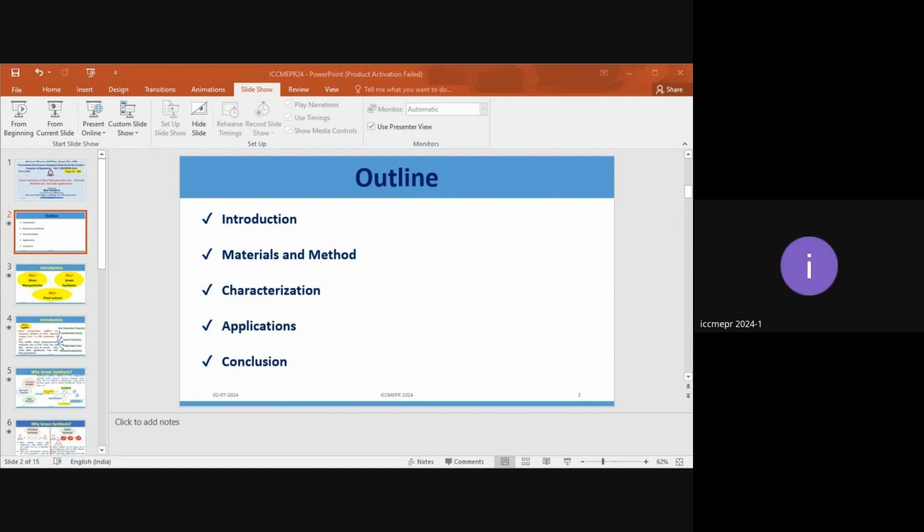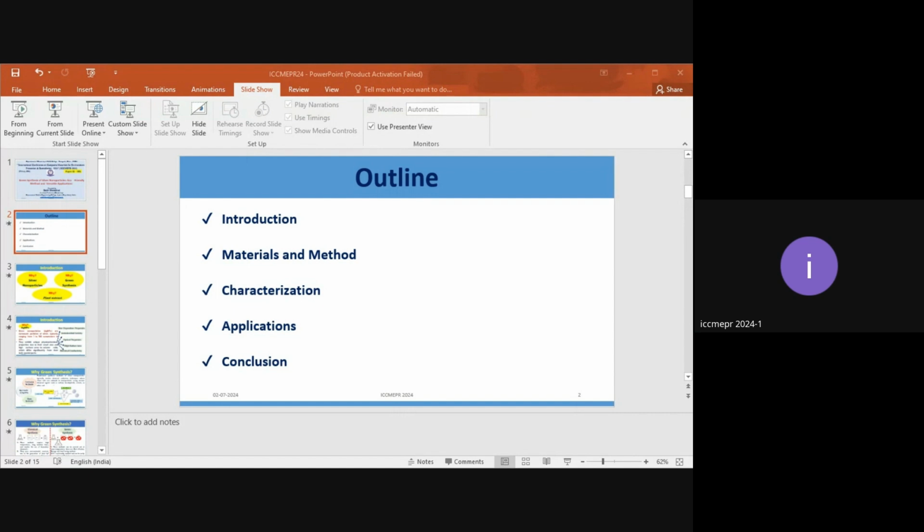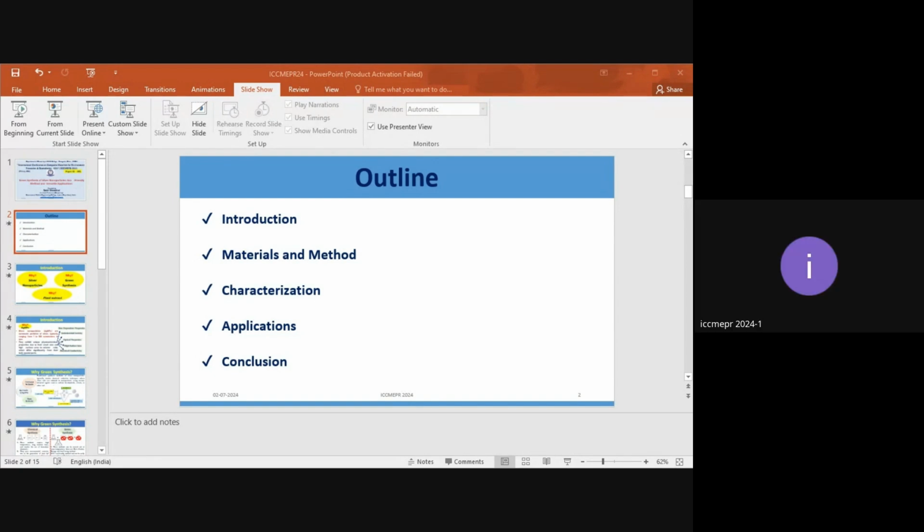So when we think about the title of my talk, green synthesis of silver nanoparticles using plant extract, the first question that comes to our mind is why silver nanoparticles, why green synthesis, and why we are choosing plant extract for this synthesis method. So let us begin with the first question, why we have chosen silver nanoparticles for our study. We know that silver nanoparticles are nanoscale particles of silver, typically ranging from 1 to 100 nanometers in size.